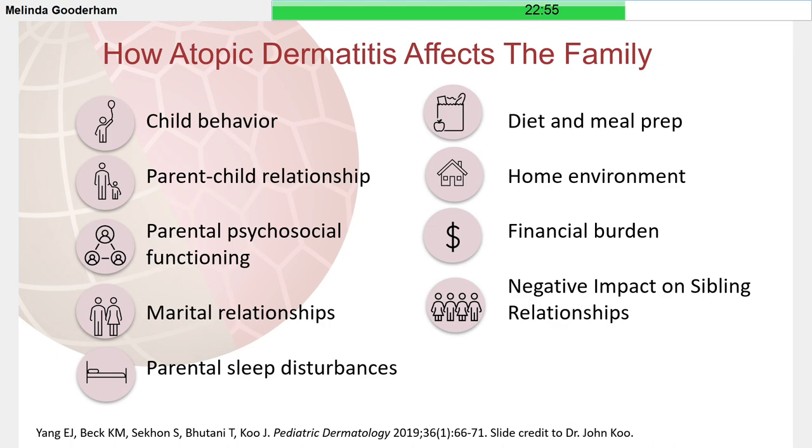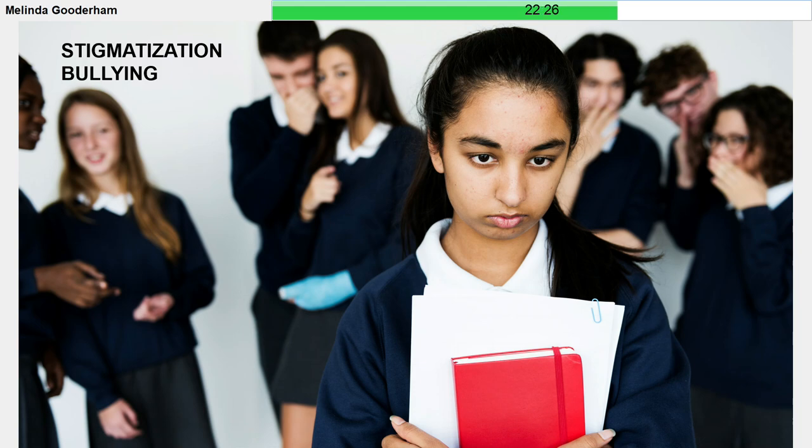There are the parental sleep disturbances that we just heard about, which, again, affect the stress and anxiety and relationships at home. There's the diet and meal prep and the overall home environment, with the financial burden of these extra treatments. So all of these things, again, we don't immediately see when we're assessing our patient and doing our EASI score, even when we're asking an itch NRS and, you know, patting ourselves on the back for remembering to do a full assessment. There are all of these other things going on at home that we really need to think about. And the child may have this going on at home and go to school.